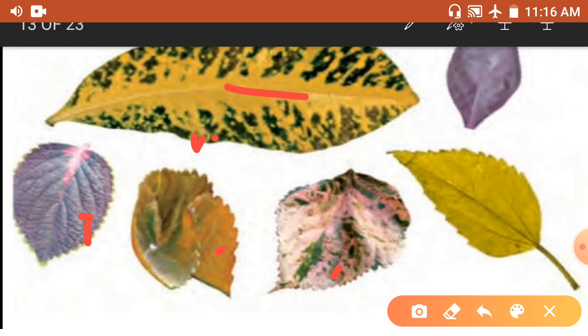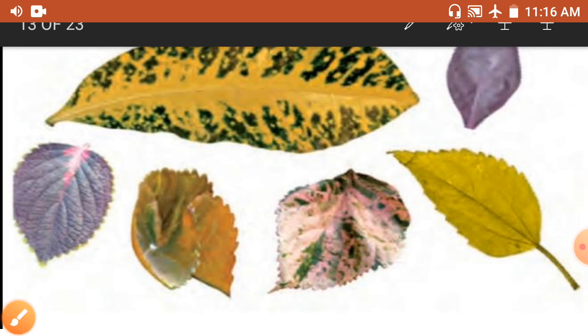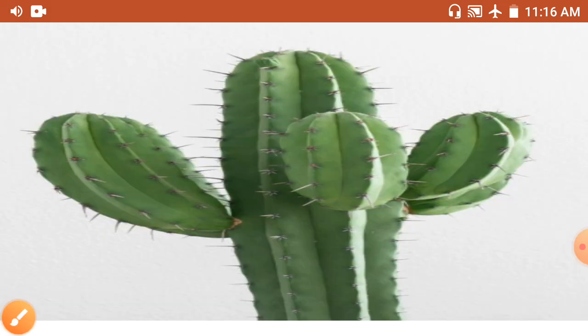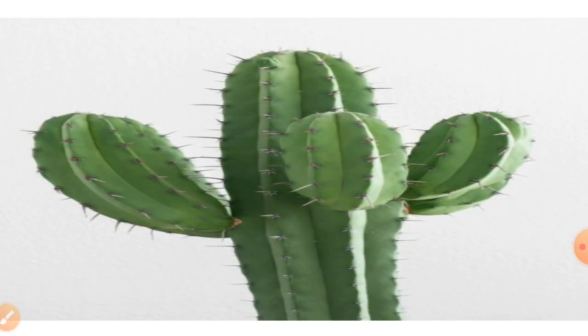But many plants do not contain chlorophyll. Hence, they are unable to prepare their food by themselves. Therefore, they rely on other plants and animals for their food.